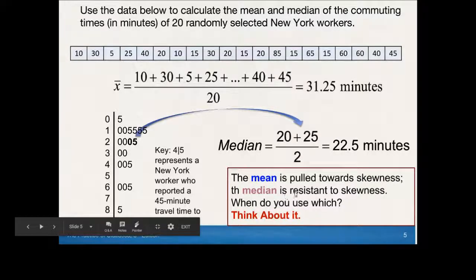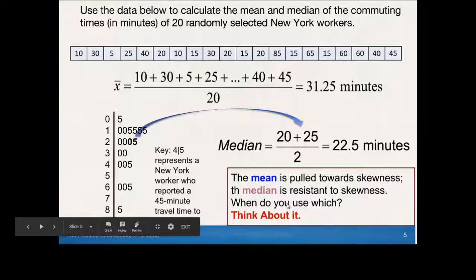The median is resistant to skewness. If we took that 85 and we made it 95, 105, 205, it's not going to change the median, right? Because we're just counting the number of data points. But it would certainly change the mean if this was 205 rather than 85 minutes.